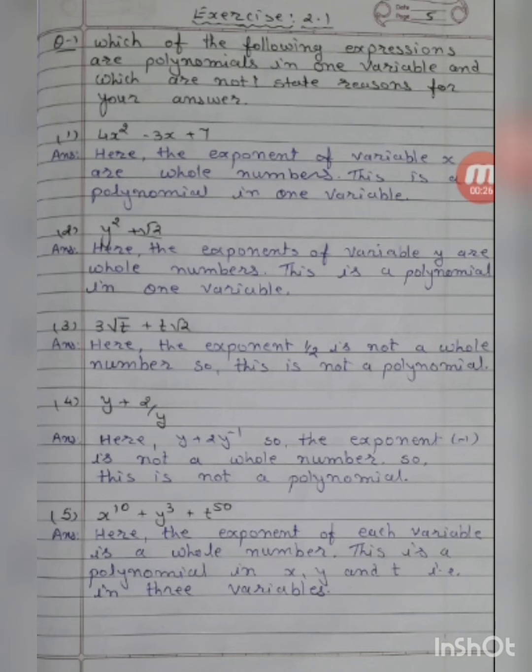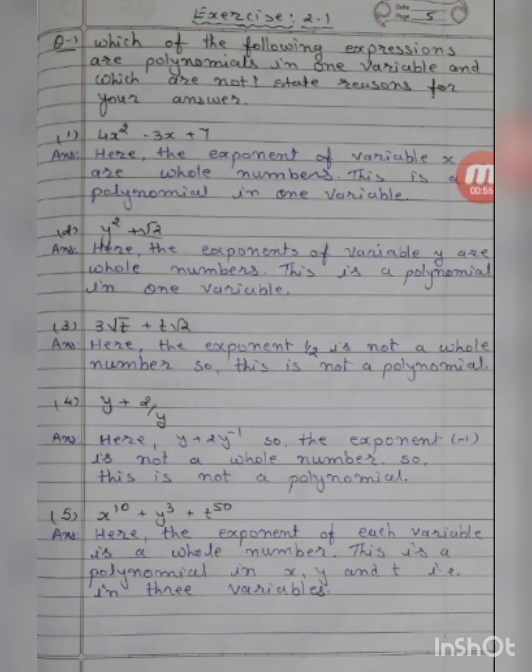Second number, y square plus root 2. Here, the exponents of variable y are whole numbers. This is a polynomial in one variable. Third number, 3 into root t plus t into root 2. Here the exponent 1/2 is not a whole number. So this is not a polynomial. In a polynomial, the exponents are always whole numbers.